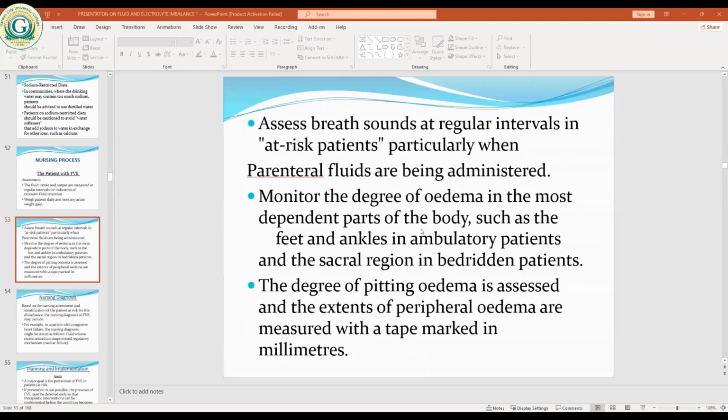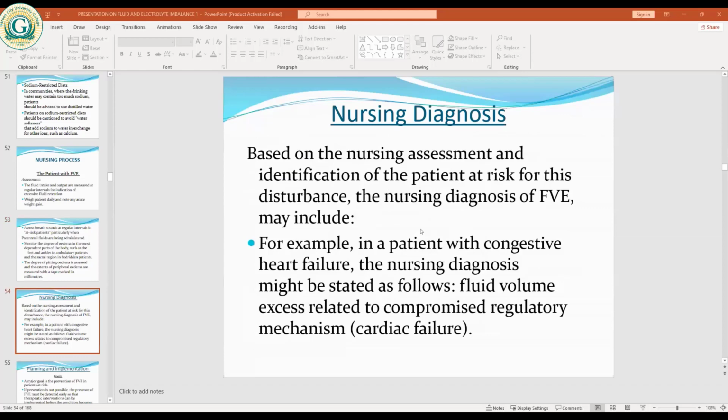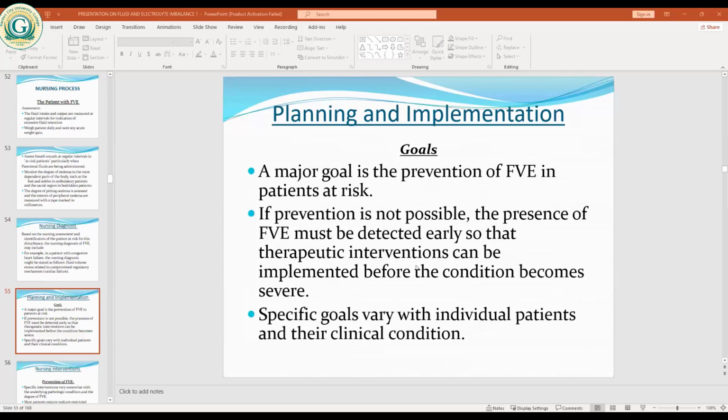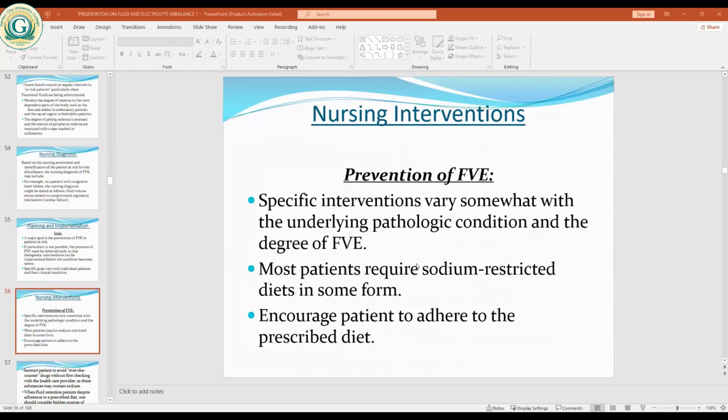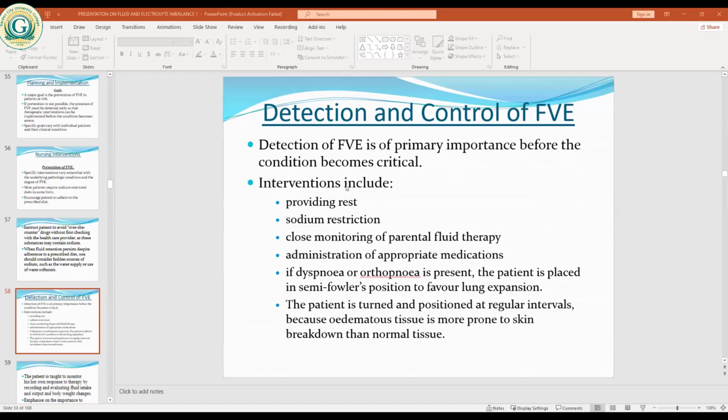And for congestive heart failure, you need to manage the person as fluid overload by the use of ambulatory aids like walkers, and you don't allow the person to exert any strenuous effort that causes breathlessness. So how to manage them, the plan and the goals, and the nursing diagnosis were given. These are all what we did last week. So here we want to look at detecting and controlling fluid volume excess.